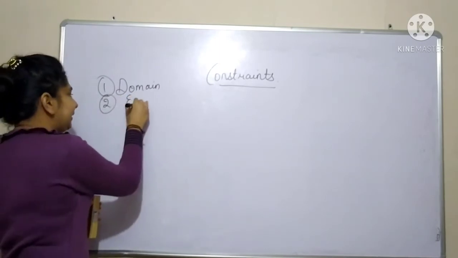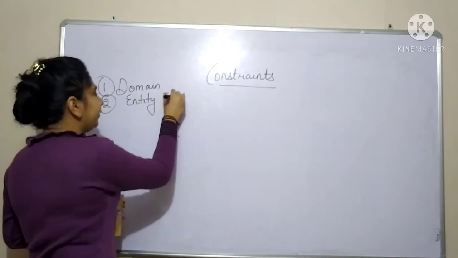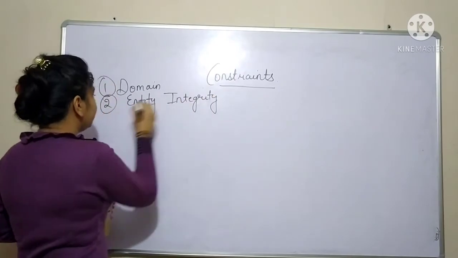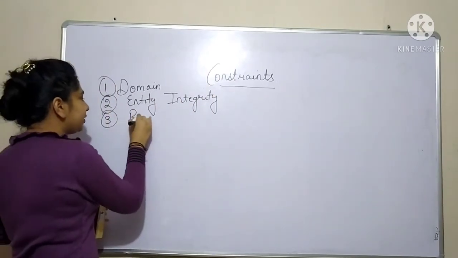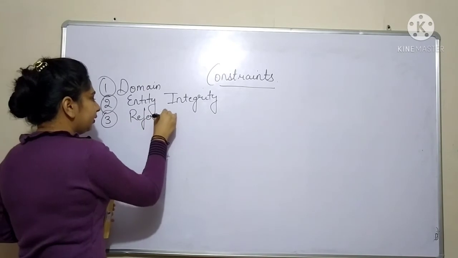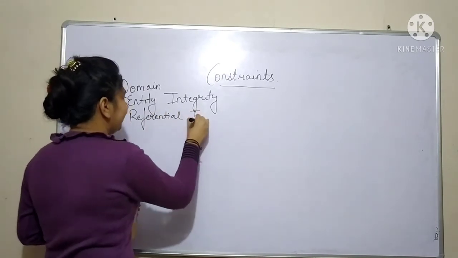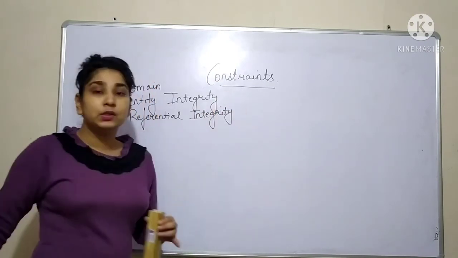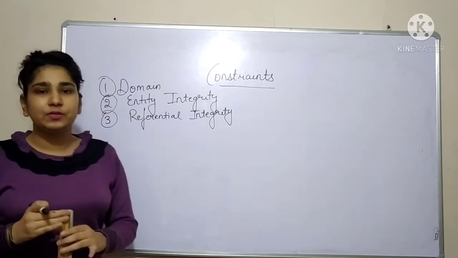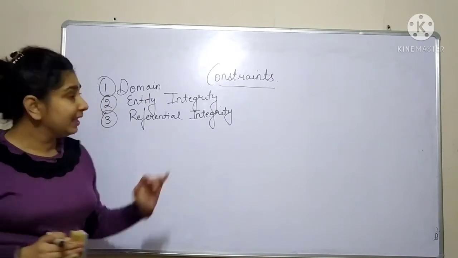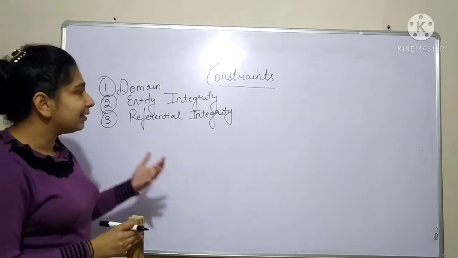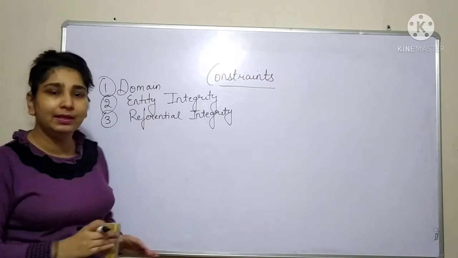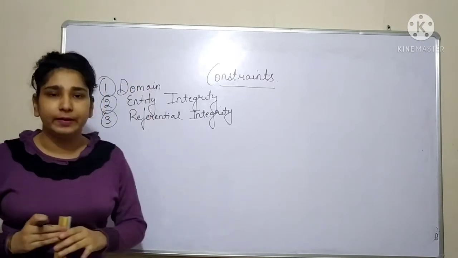Second we have entity integrity constraint. Third we have referential integrity constraint. We will be discussing these 3 constraints one by one. There might be some other constraints, but these 3 are the important ones, so we will discuss only these.